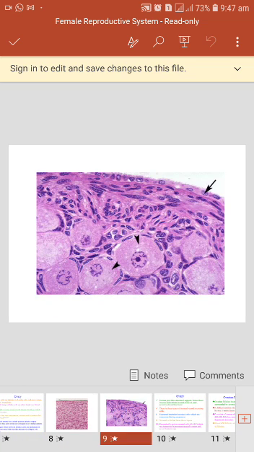Again, this is the diagram. The outermost arrow is showing the simple cuboidal epithelium and the inner arrows are showing the growing follicles in the cortex.